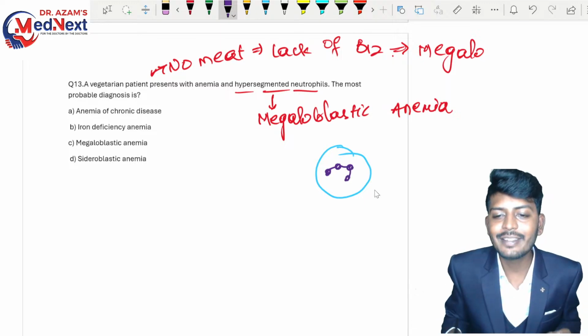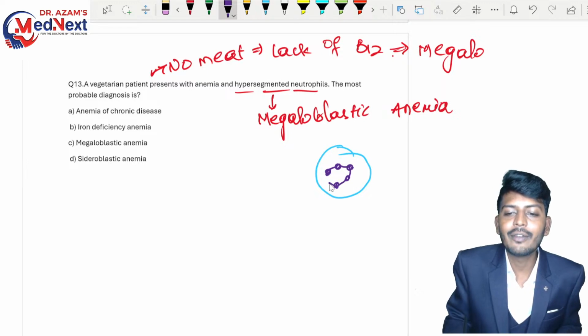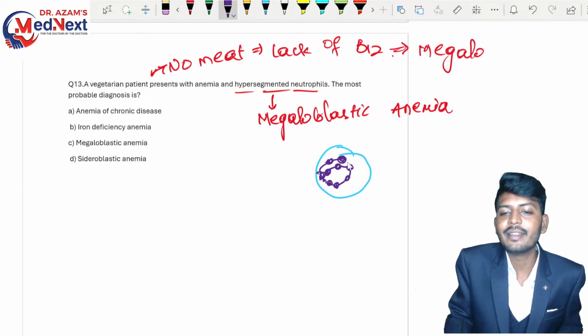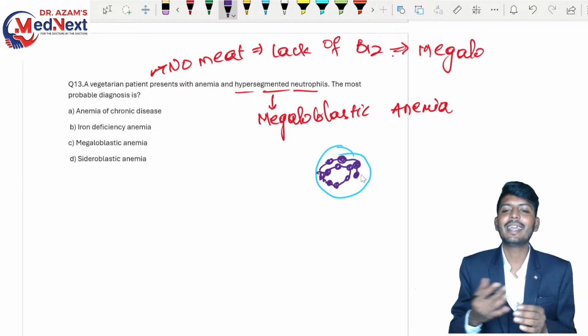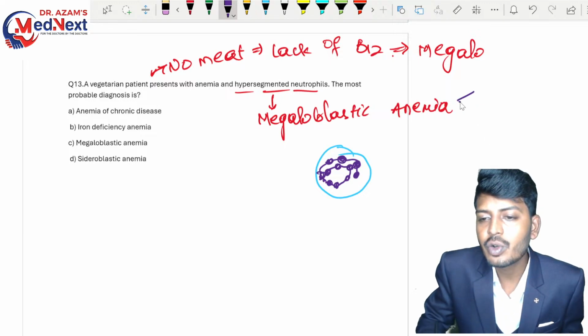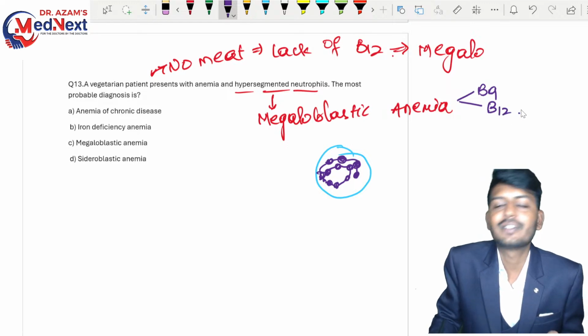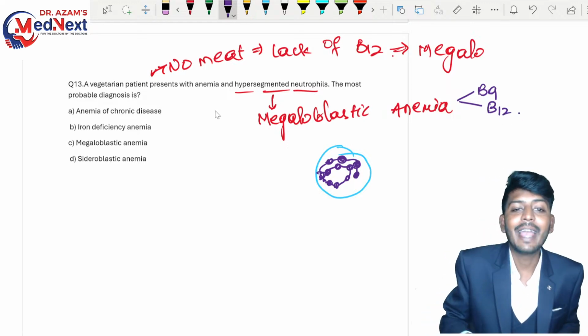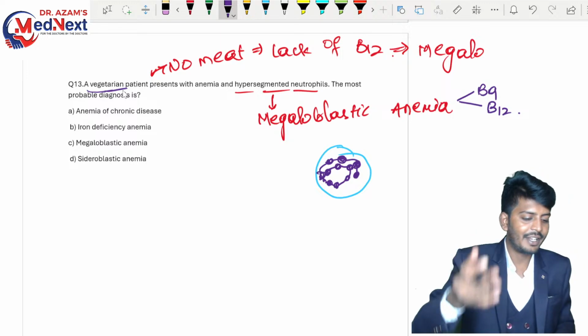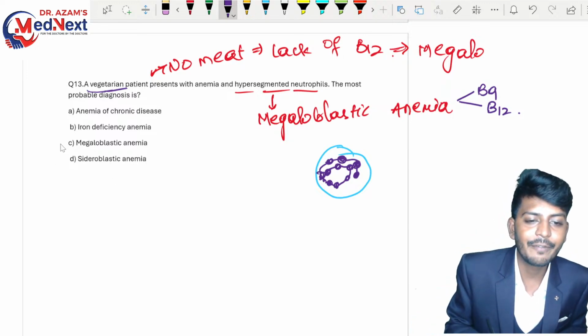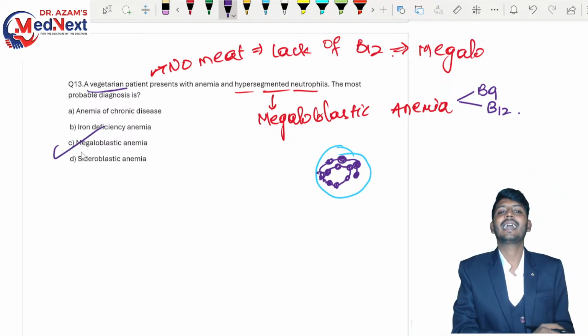Normally there will be 4 to 5 segments. Rather than 4 to 5, there will be more number of segments like this. So if more segments are there, this is a hypersegmented neutrophil. So if hypersegmented neutrophil is there, this is a megaloblastic anemia, usually due to both B9 and B12. दोनों cause करवा सकता है, but among which we have a quick clue here. Vegetarian. The answer is B12 deficiency, megaloblastic anemia.